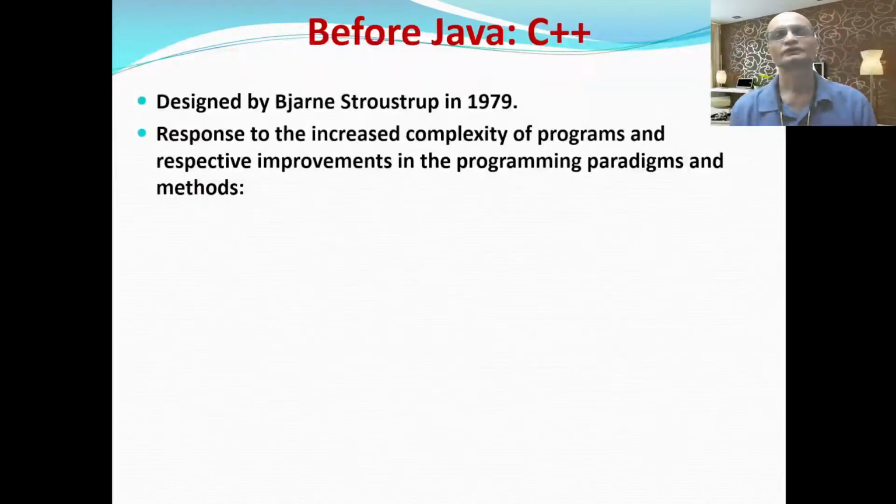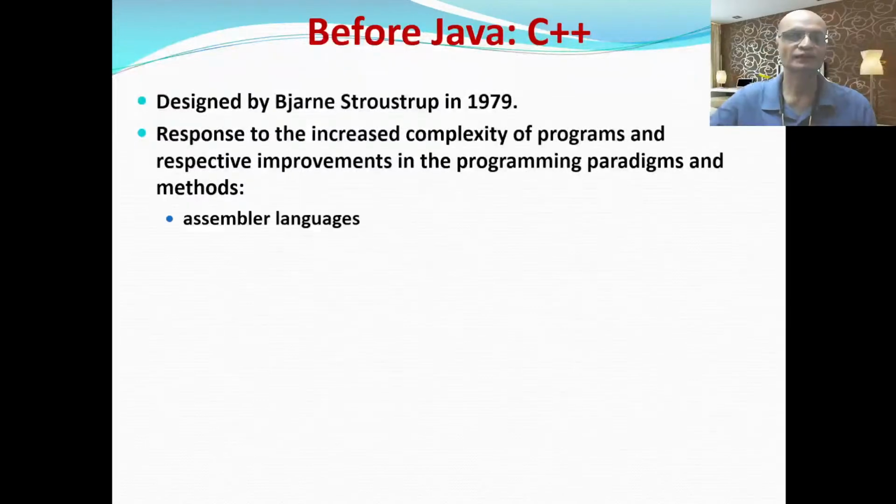However, there are certain limitations within C, for example an everything-is-public sort of situation, like everything is global, though there is no public in C. That leads to a lot of complexities and issues when it comes to maintaining the code base and writing complex programs. So to respond to the increased complexity of programs, Stroustrup was one of the important persons who came up with the object oriented paradigm.